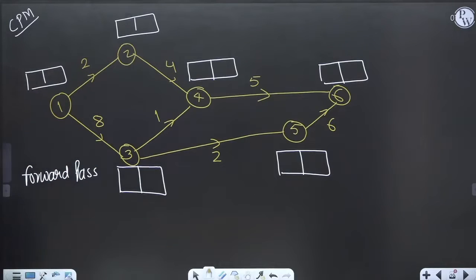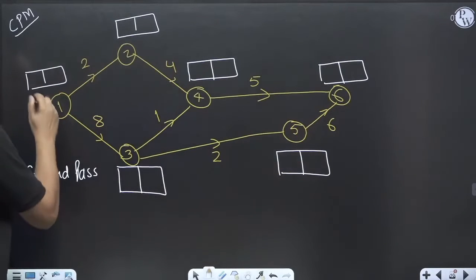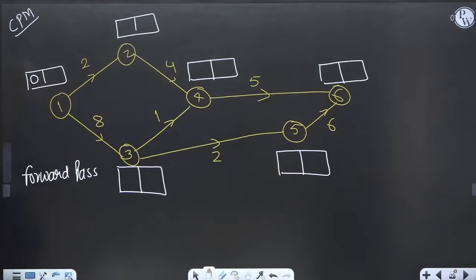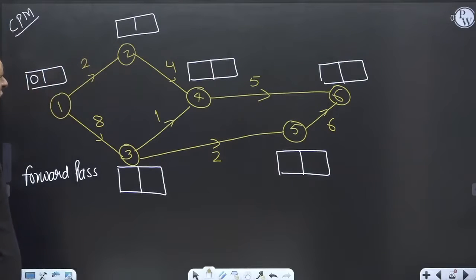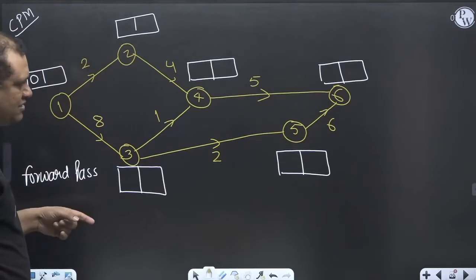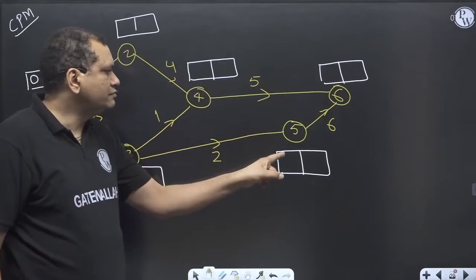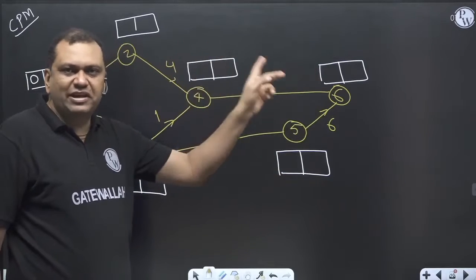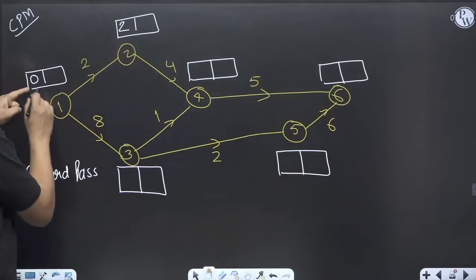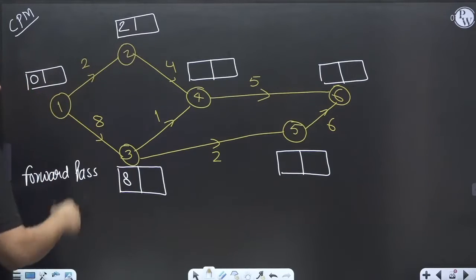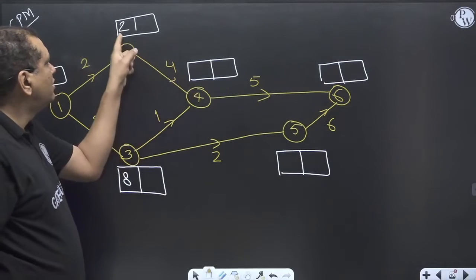I'm doing the forward pass. Forward pass means from here I'm going to this side. Project start 0, 0 time is spent. In the forward pass, I will write the value in the first box. So 0 plus 2, 2. 0 plus 8, 8. I am doing the forward pass. Okay? 8 plus 1, 9. 2 plus 4, 6.